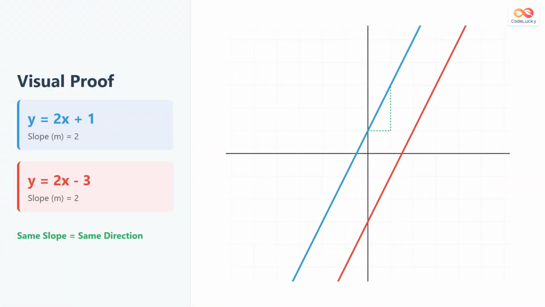Let's look at this graphically. Here we have two equations, y equals 2x plus 1 and y equals 2x minus 3. Notice that both equations have a slope of 2. Because they have the same steepness, they run alongside each other perfectly without ever touching.